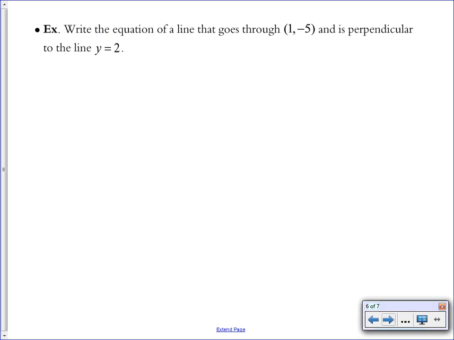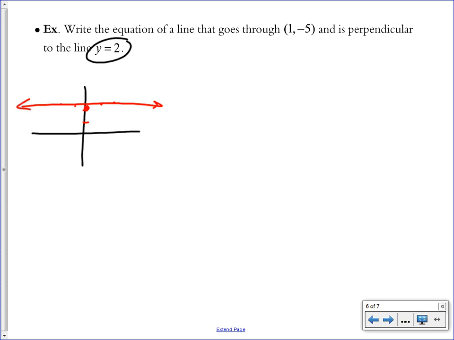And then a tricky little question: write the equation of a line that goes through (1, -5) and is perpendicular to the line y equals 2. Now the line y equals 2, in case you haven't studied this in a while, is going to be a horizontal line. It's going to be the set of all points that have the y value of 2. So not only does it include that point, but it includes all points to the left and right of it on the same horizontal line. So y equals 2 is a horizontal line, and we're looking for one that's perpendicular to that. So we're looking for the equation of a vertical line.